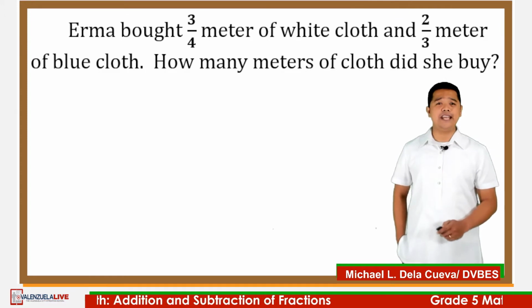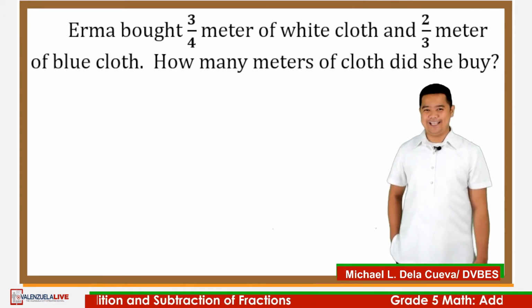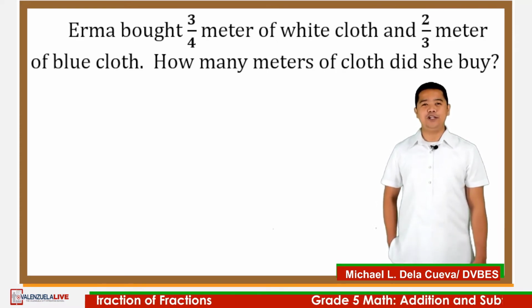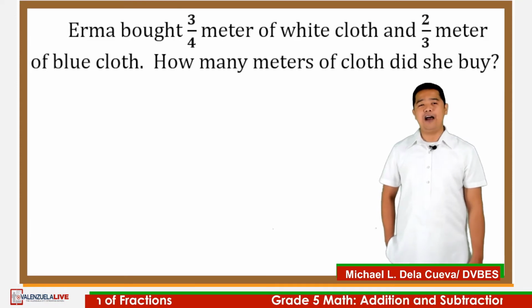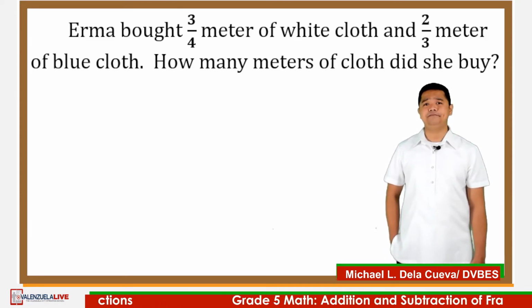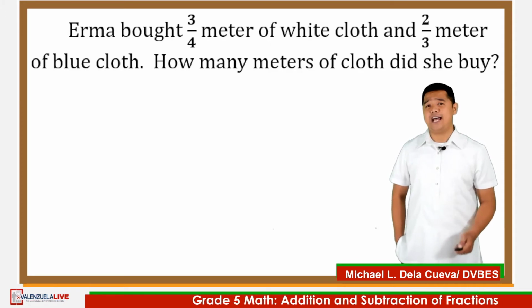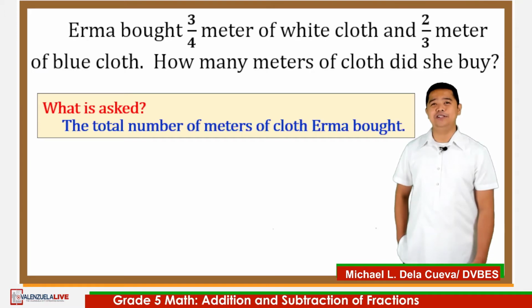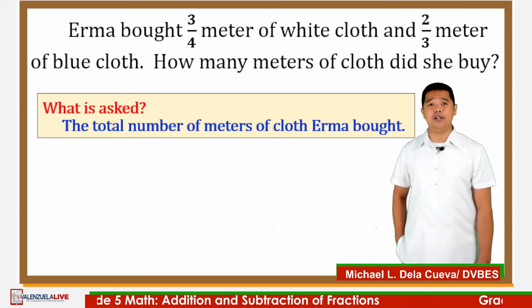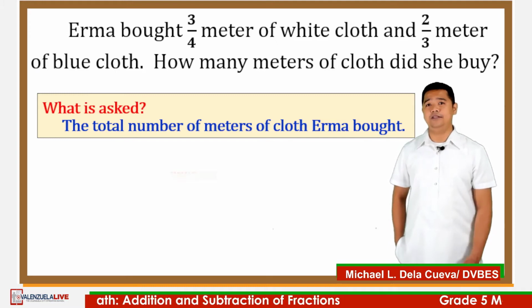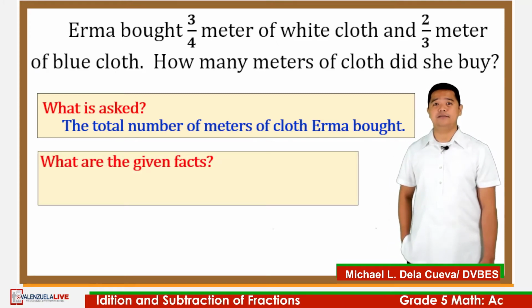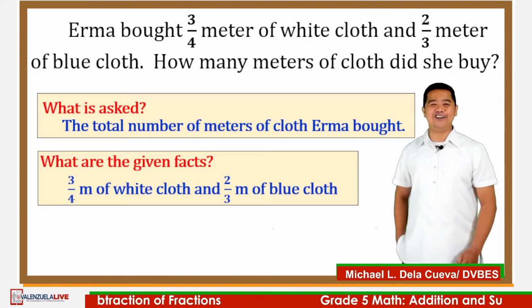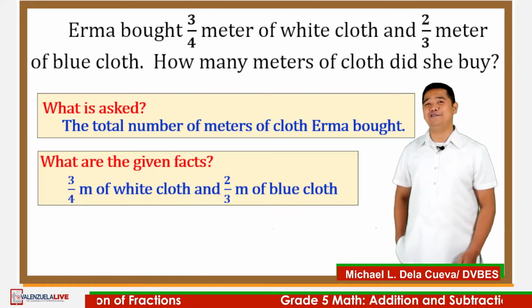Okay, and for our second problem, let us read. Irma bought 3/4 meter of white cloth and 2/3 meter of blue cloth. How many meters of cloth did she buy? Again, let us answer what is asked. Very good. The total number of meters of cloth that Irma bought. And what are the given facts? Okay. 3/4 meter of white cloth and 2/3 meter of blue cloth. Very good, grade 5.